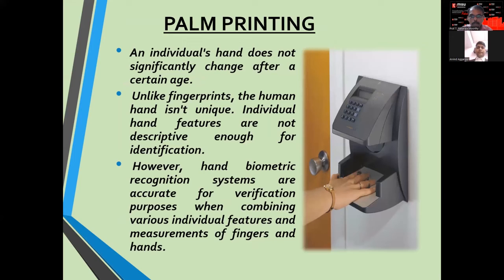Next is palm printing. An individual's hand does not significantly change after a certain age. Unlike fingerprints, the human hand isn't unique. Individual hand features are not descriptive enough for identification. However, hand biometric recognition systems are accurate for verification purposes when combining various individual features and measurements of fingers and hands.